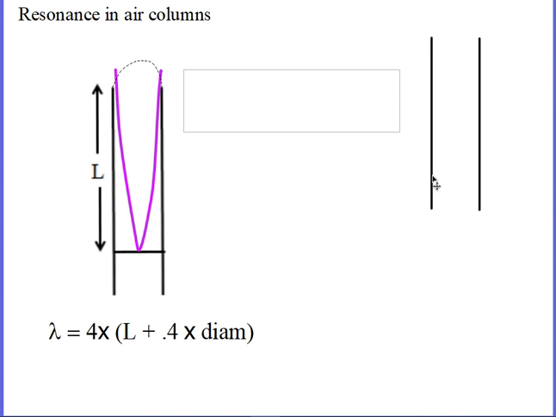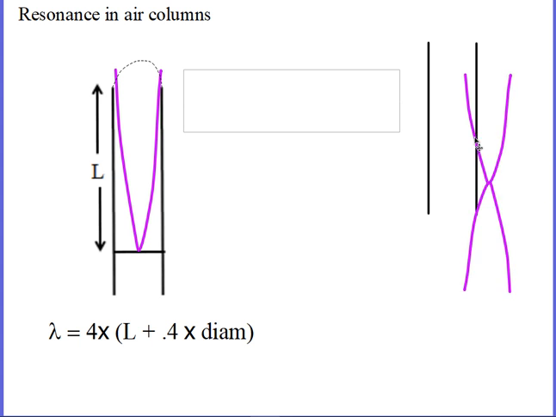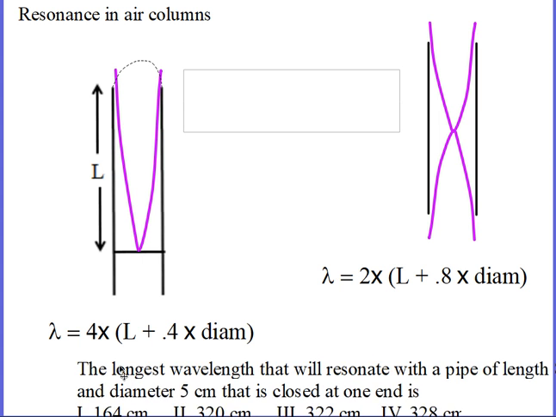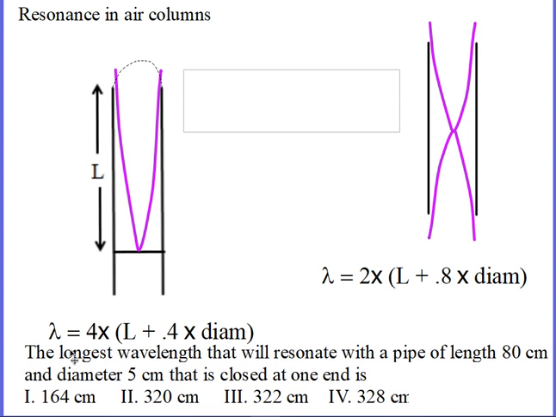If you have a tube that's open at both ends, then the reflections will occur beyond those ends by 4/10 of a diameter. How far is it from here to here? You were right, half a wavelength. So a full wavelength will be twice this distance, which is L, plus 4/10 of diameter at the top and 4/10 of diameter at the bottom. Okay, take those ideas and do this problem.